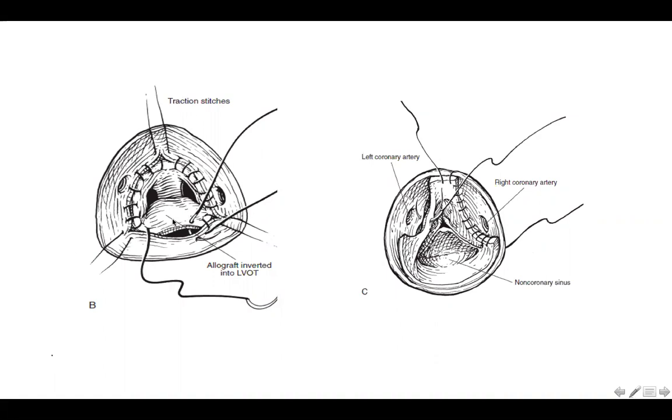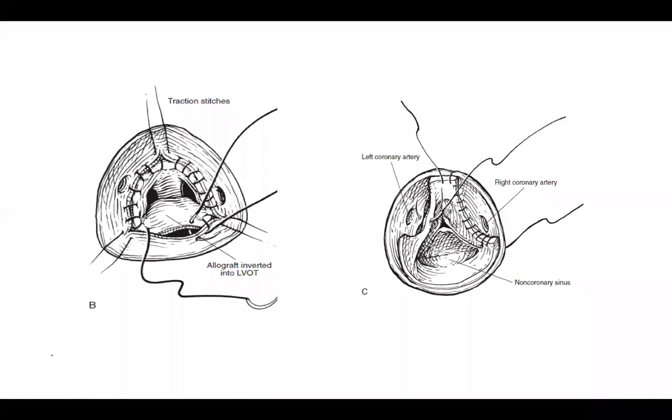And after you're finished, attach the annulus of the homograft to the annulus, and then pull it up, and you will see the non-coronary sinus of the homograft, and this is the non-coronary sinus of the patient, and this is the non-coronary sinus of the homograft. And then start with the lowest point of the aortic homograft with the aortic sinus of the patient.